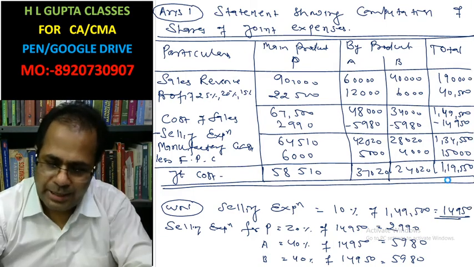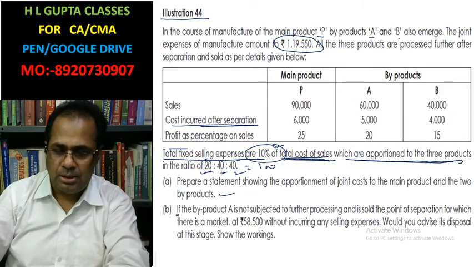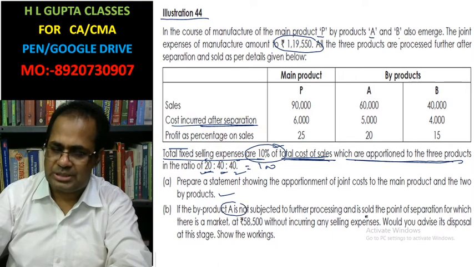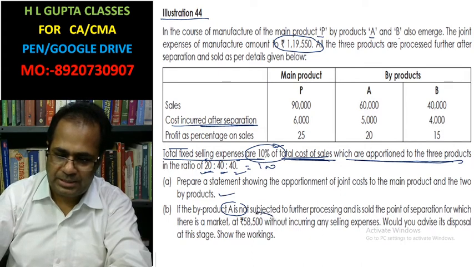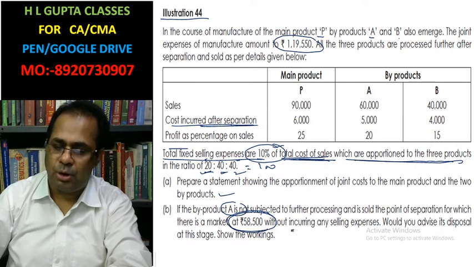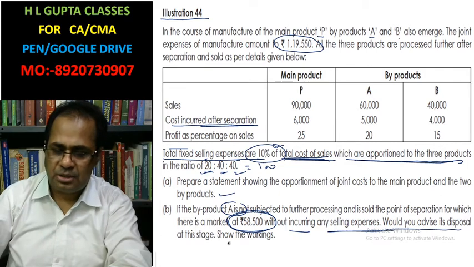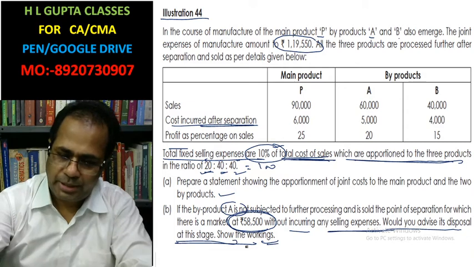Okay, next is the question in part B. In part B, if byproduct A is not subject to further processing and is sold at the split-off point at a market value of 58,500, without incurring any selling expenditure, would you advise the disposal? This should be sold at the split-off point. Look at what it is saying.